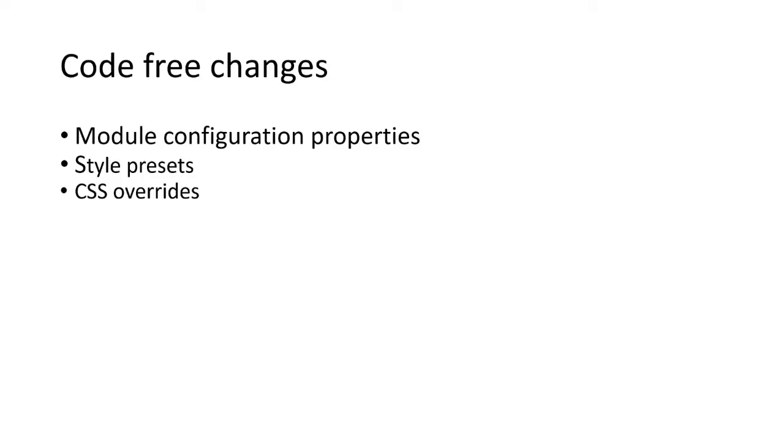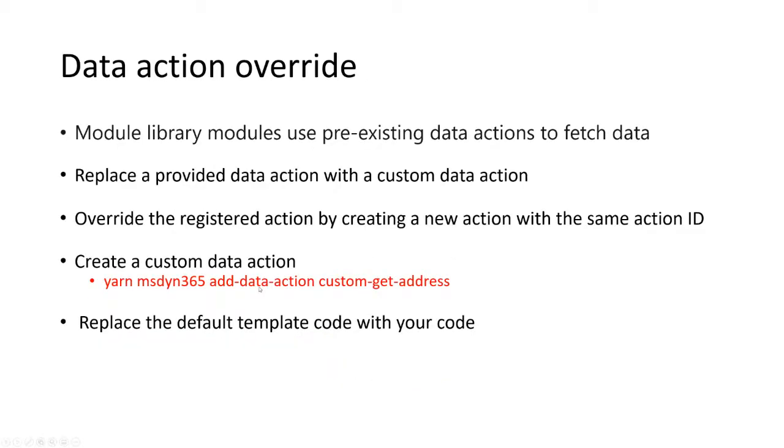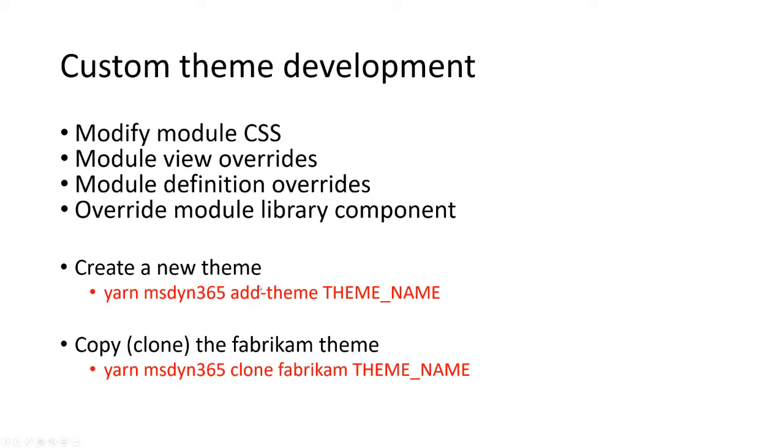Okay. So that really covers the code-free. Again, I've got a lot more details on that in another tech talk that we've done. And now I'm going to move over to custom theme development. So pretty much any site out there, you're going to want your own custom theme. We do ship, like I said, Fabricam and a starter theme. And you can create a theme using an add theme CLI command and give it a theme name. And I'll show you that in a moment.